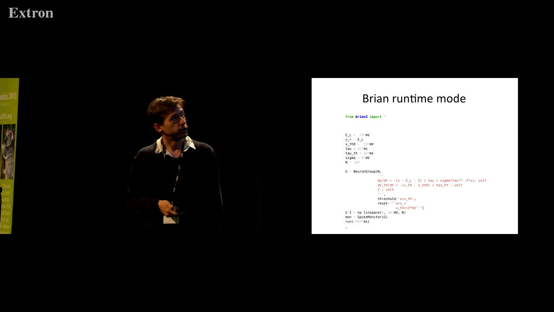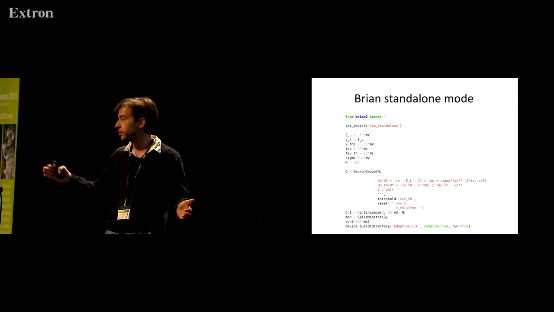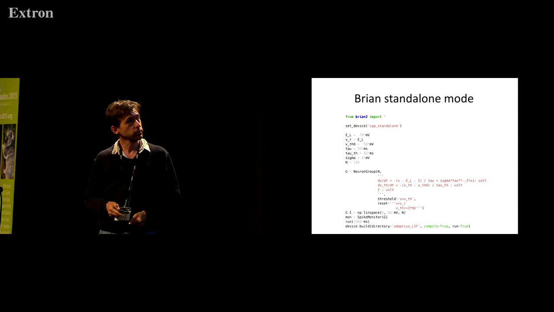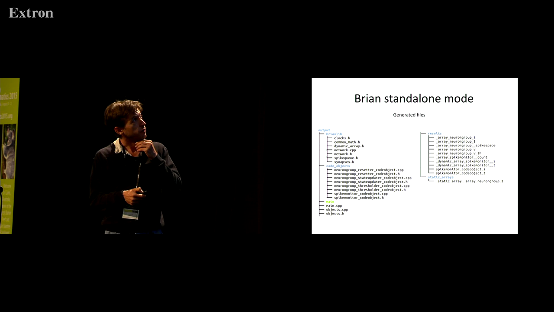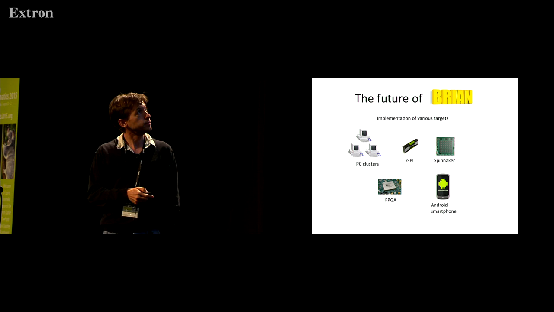And the standalone mode, Brian takes the entire program up to the run statement and then outputs an entire program that is then entirely executed on the target. So this is, of course, much faster, and you can also use it for embedded platforms, for example. So Brian generates a set of files that you can see here, the set of files that are generated for the C++ target. These files can be edited afterwards.